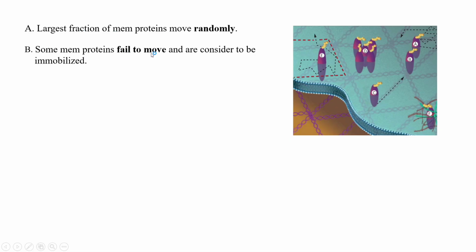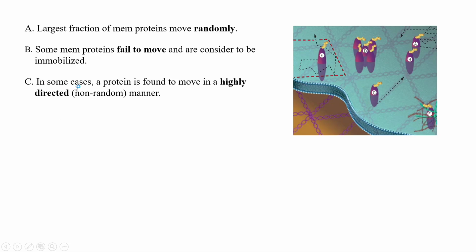Now some membrane proteins fail to move and are considered to be immobilized, like the B proteins. In some cases a protein is found to move in a highly directed, non-random manner, like the C protein. This type of protein moves in particular directions, and this direction is provided by two molecules, actin and myosin. In the case of D, the movement is restricted by other integral membrane proteins. This situation can happen also for some proteins.